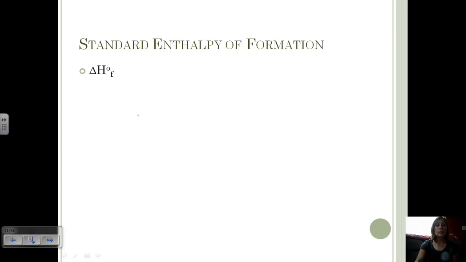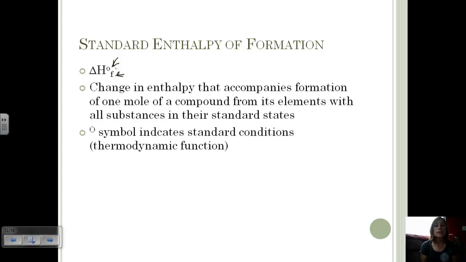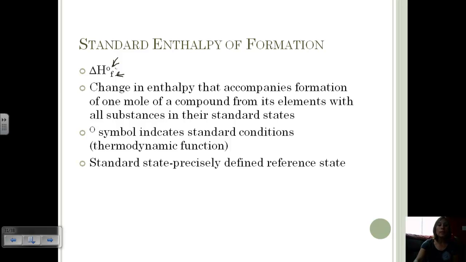Well, the symbol for standard enthalpy of formation is delta H, and then this little degree symbol sub F for enthalpy of formation. So this is the change in enthalpy that accompanies the formation of 1 mole of a compound from its elements with all substances in their standard state. So enthalpy of formation, we're calculating how much energy is either taken in or given off when we form some compound, whatever that is. The degree symbol indicates that it's under standard conditions, so this makes it a thermodynamic function.